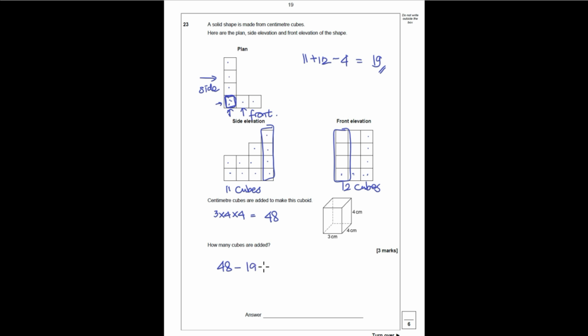48 take away 19, which is 8 take away 9. It's 18 take away 9, so it's 9, and then it becomes 3 take away 1. It's 29. So you will need to add 29 cubes into the original shape to make this cuboid.